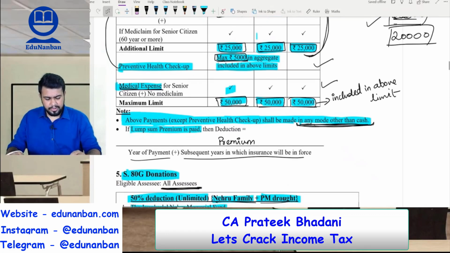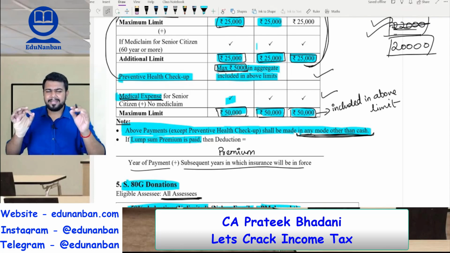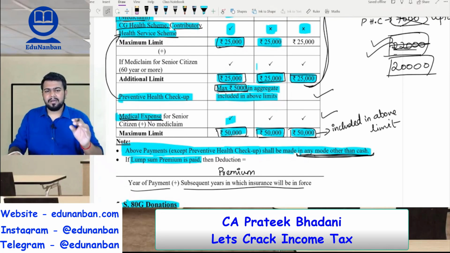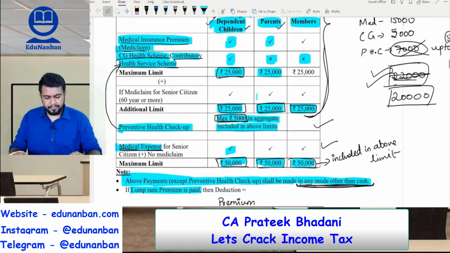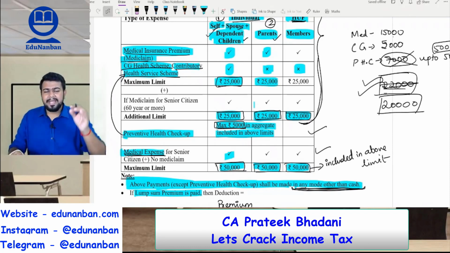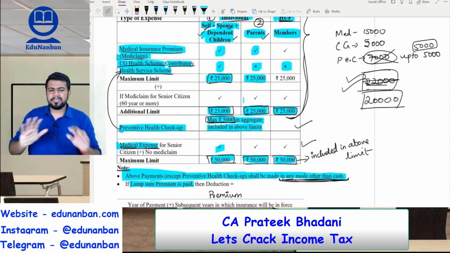And I told you that any payment that we discussed in this deduction should be made in any mode other than cash. However, preventive health checkup is allowed even if it is paid through cash. Now one more special point: if there is a senior citizen and mediclaim is not available for the senior citizen, then even medical expenses will be allowed as deduction. However, there is no separate limit for these medical expenses. It is included in the above limit of 25,000 or 50,000 as the case may be.